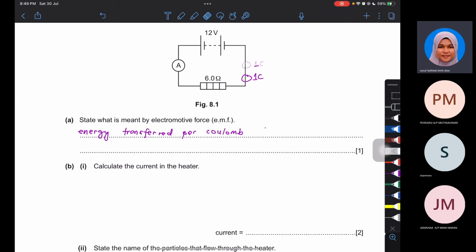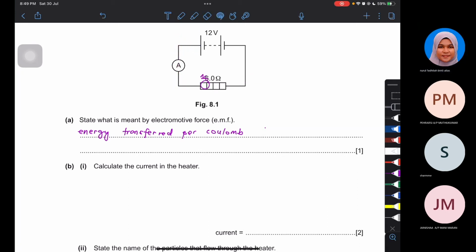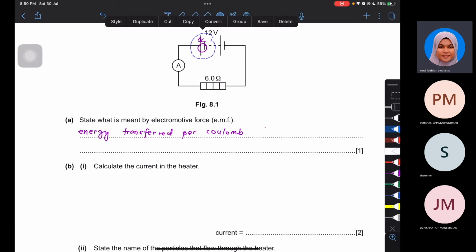So katalah kita ada 1 coulomb of charge ni. Sekarang 1 coulomb of charge ni, it was here just now, kat sini. Kita ada 1 coulomb. So yang 1 coulomb ni, okay ni, kita bawa ke sini. Itulah maksud EMF. Okay, daripada sini ke sini. Daripada terminal ni ke sini. Alright, jadi daripada mana ke mana tu?